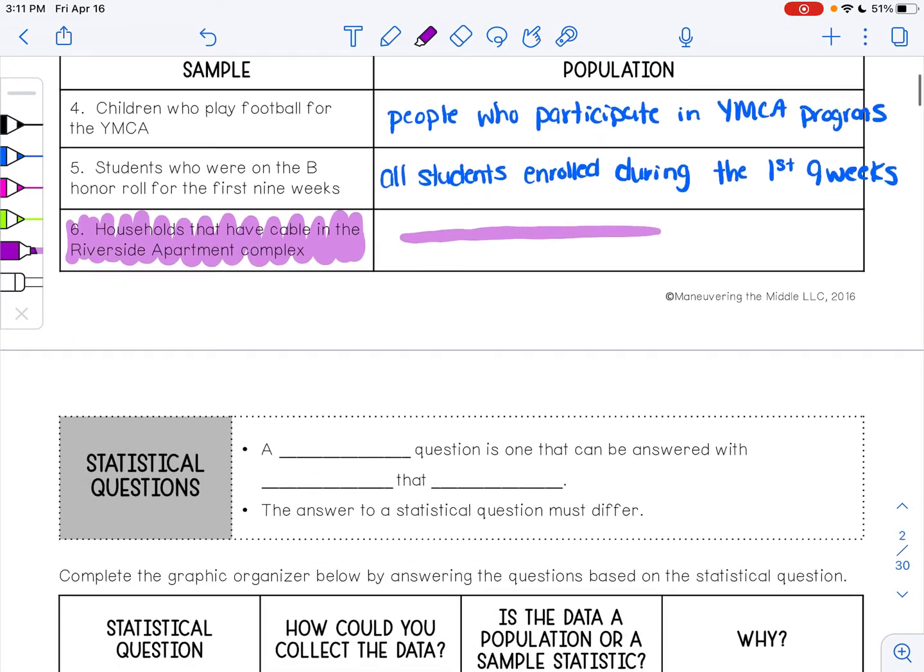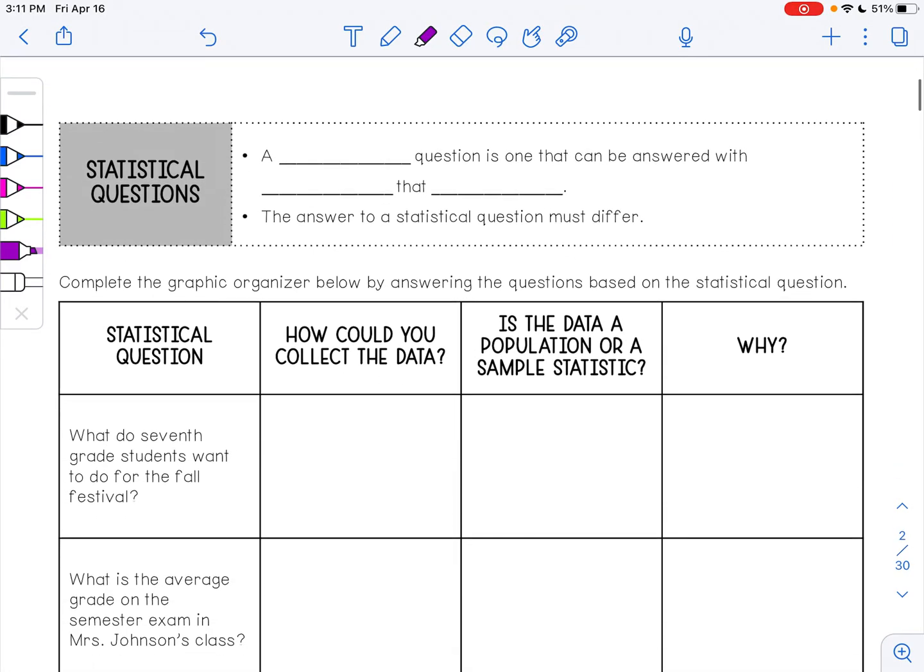Now, the next thing we want to talk about is what is a statistical question? A statistical question is one that can be answered with data that varies. The answer to a statistical question must be different. So we're going to look at this graphic organizer that gives us a statistical question, and then we want to be able to answer it.